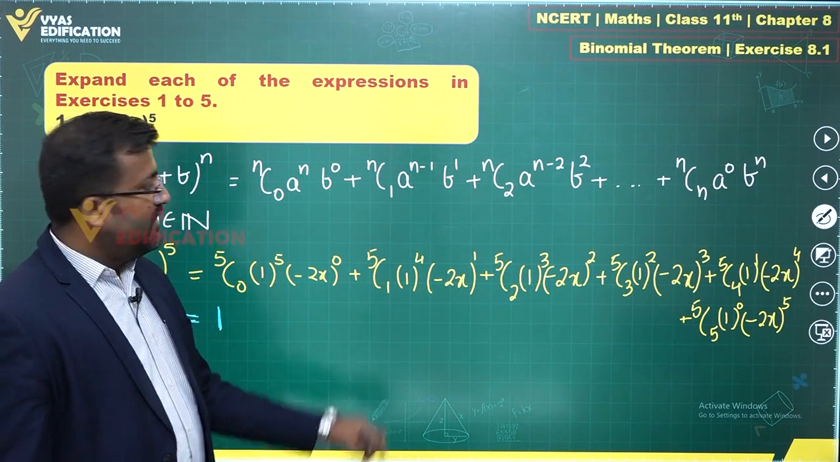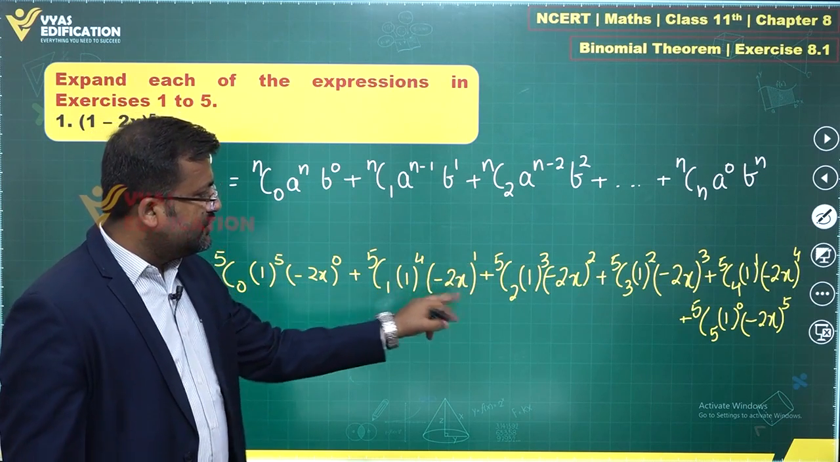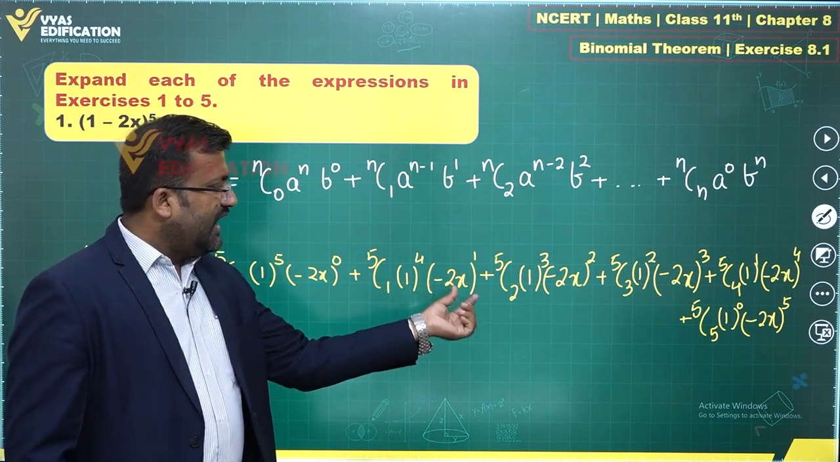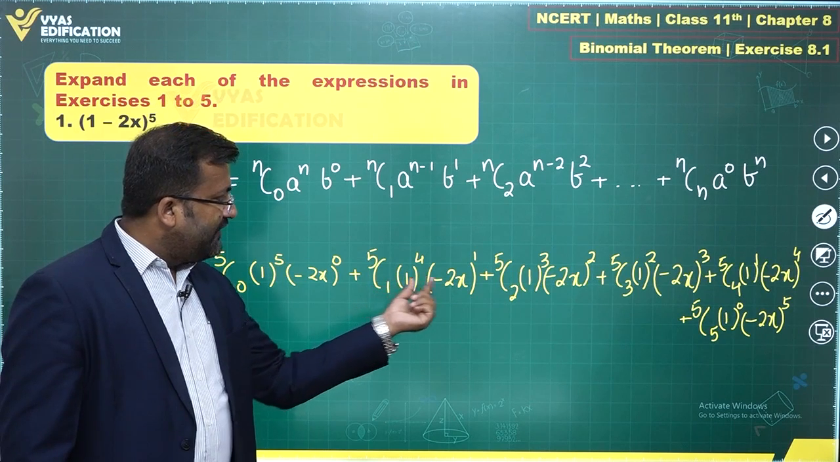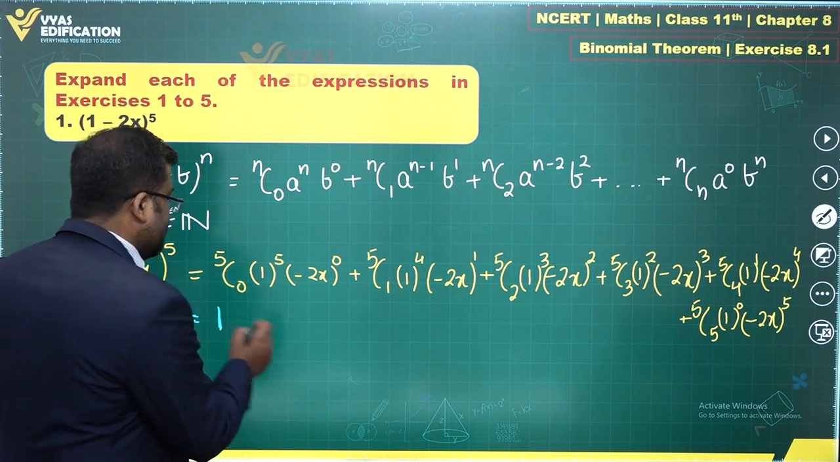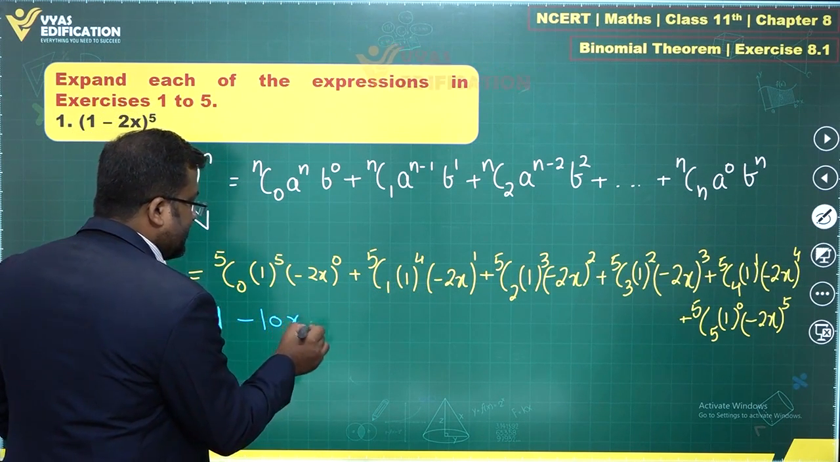What next? 5C1 is 5. 1 power 4 is 1. This is minus 2 times x. 5 times minus 2 will be minus 10. This becomes minus 10x over here.